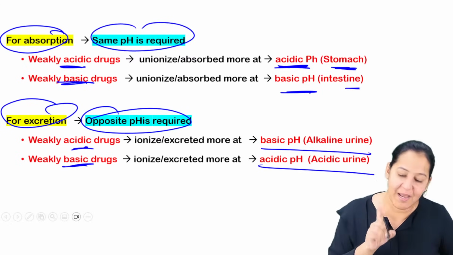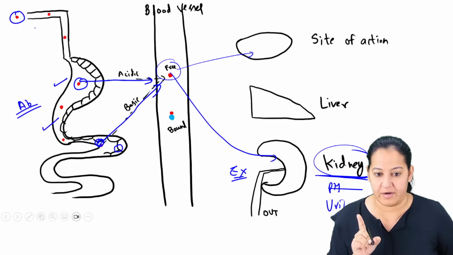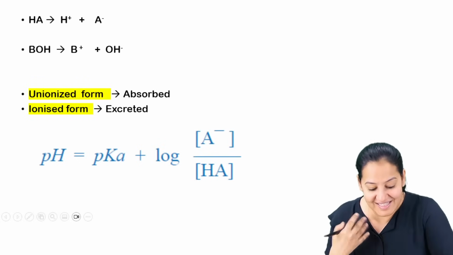Now, one more very important concept I want to give you here. I told you there are two types of drugs, acidic and basic.